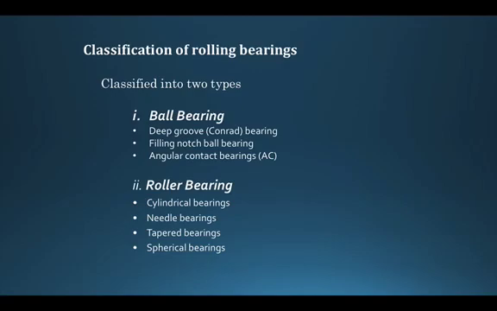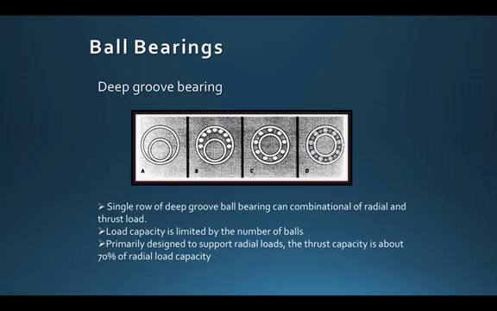These are the different types of rolling contact bearing mainly available in industry. The first kind is the ball bearing, where the rolling element is a spherical ball. Among ball bearings, we have the deep groove ball bearing, filling notch ball bearing, and angular contact ball bearing. In the second category are the roller bearings. Instead of a spherical ball, you have a cylindrical, needle, or tapered element, and those kinds of bearings are roller bearings. I will show you examples of some ball bearings.